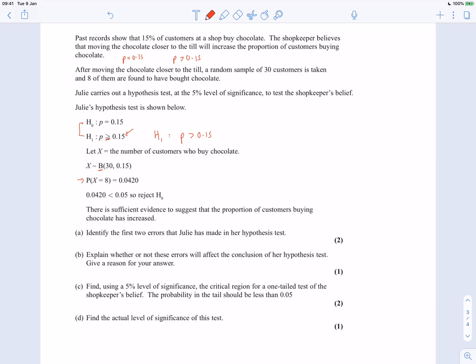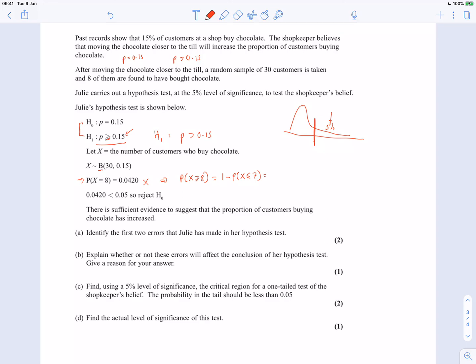What should they have wanted? Well, if they wanted to test against probability being greater than 0.15, then here's my distribution. They actually wanted the top end of the 5% most extreme ones. So actually this is a mistake. The calculation they should have done is the probability that X is greater than or equal to 8, which is 1 minus the probability that X is less than or equal to 7.